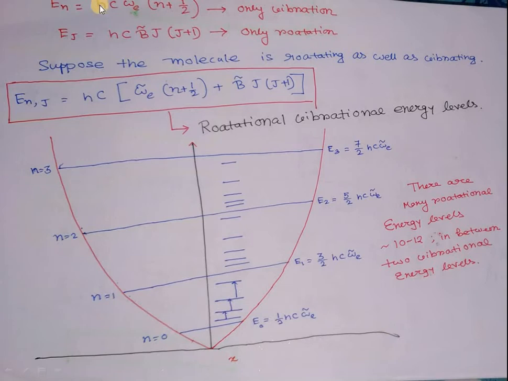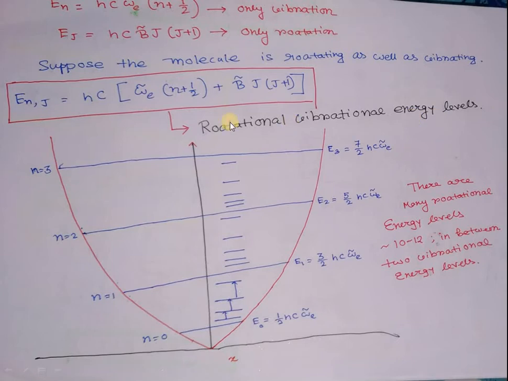So this energy expression E n is equal to hc omega e into n plus half is only for vibration, and this energy expression E j is equal to hc B bar j into j plus 1 is only for rotation. Now I have told you that suppose the molecule is rotating as well as vibrating, then the total energy of the system will be the sum of these two factors. So here you can see that hc is common between these, so hc will be taken out as a common term, and the equation will look like this. Okay, now this is called the rotational vibrational energy levels.